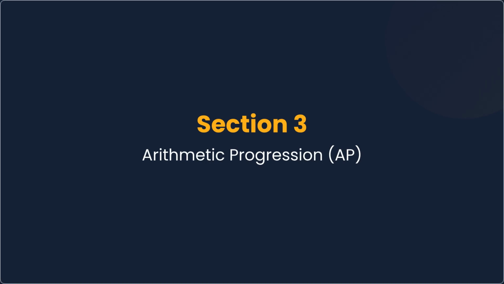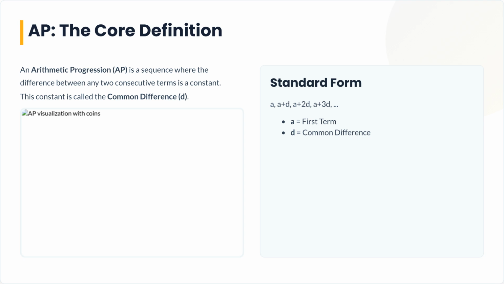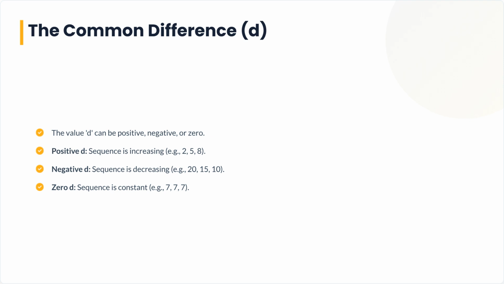Finally, we move to Section 3. A deeper look at arithmetic progression. An arithmetic progression is a sequence where the difference between any two consecutive terms remains constant. This constant value is known as the common difference, represented by the letter D. The common difference determines the behavior of the sequence.